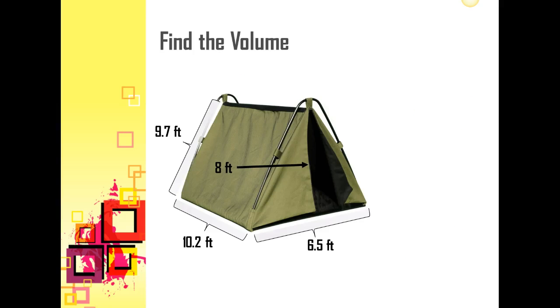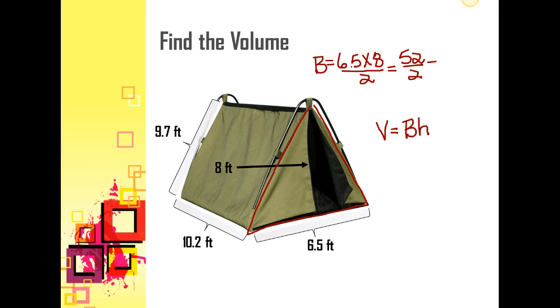Next, let's find the volume of this tent. One way to calculate the volume is to use the generic formula of V equals capital B, or area of the base, times H, or height. Capital B will be the area of the triangle base, and we would calculate that by multiplying the base and height of the triangle and dividing by 2. The base of the triangle is 6.5 and its height is 8. 6.5 times 8 is 52, and that divided by 2 gives us an area of 26 feet squared.